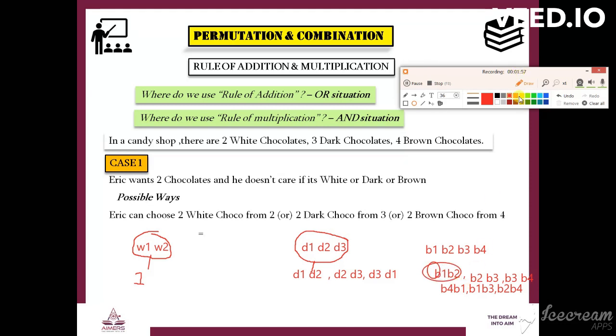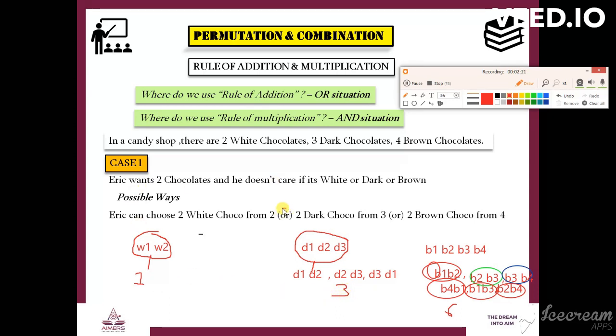This can be one way. This can be the second way. This is your third way. This is your fourth way. This is your fifth way. And this is your sixth way. So total 6 ways you are getting here. Total 3 ways you are getting here. And 1 way you are getting here.